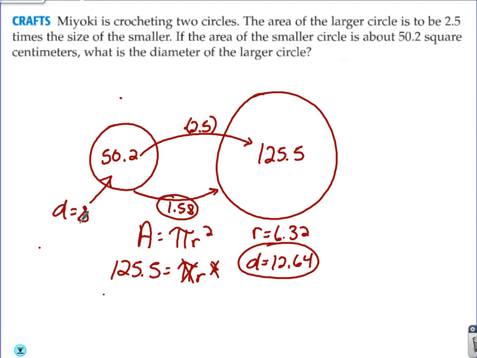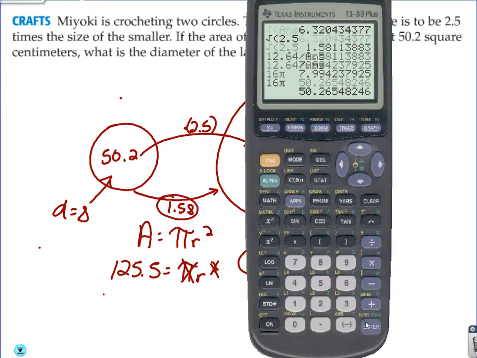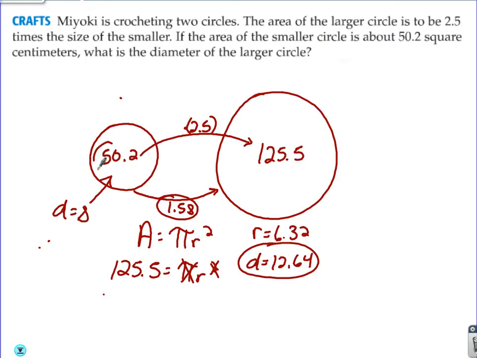And you can check it. If the diameter is 8, that means the radius is 4. That means the area is 4 squared times pi, 16 pi, which is 50.26. That's pretty close. It was rounded. Okay, moving on. Way too much information.